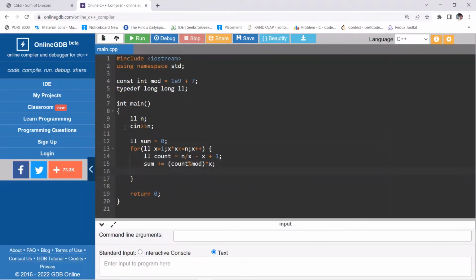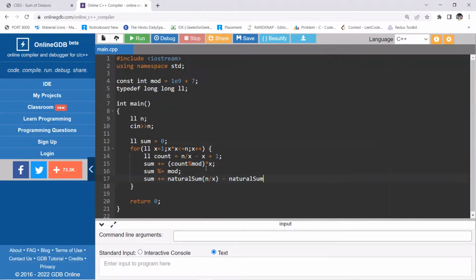Okay, and x, as it will be square root of n, at most it will be 10 to the power 6, so no need to take modulo for that. And after that we can again take modulo for this sum. Now we need to do this: sum plus equal to natural sum for n by x, then we have to subtract natural sum up to x. Now this sum can become negative, so we will add mod to it and we will take modulo again.